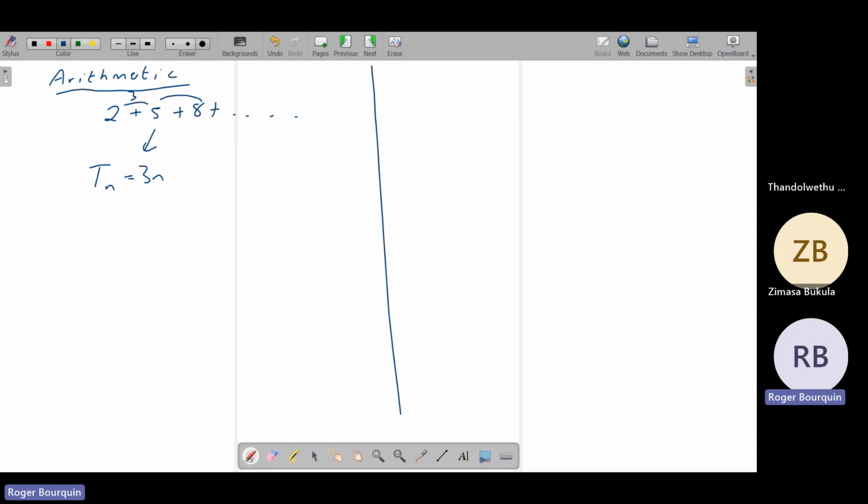Do you use this or do you use a plus n minus 1d? I'll always use this. You can use a plus n minus 1d, it'll work, where a is the first term. But I just said the difference is 3, so it's 3n. I'll put 1 in at the moment. It's like subbing into an f of x equation. T1 is 3 times 1, which is 3, but what should it be? It should be 2, so I've got it.